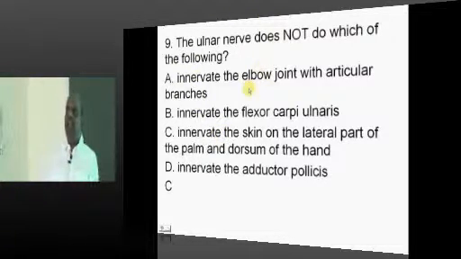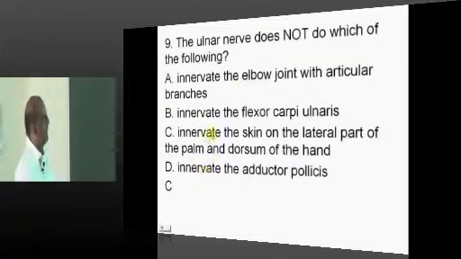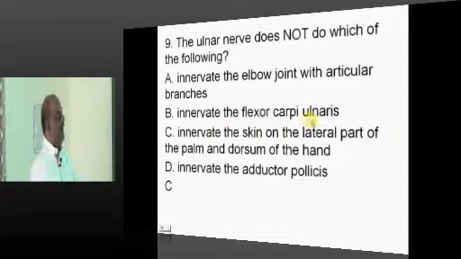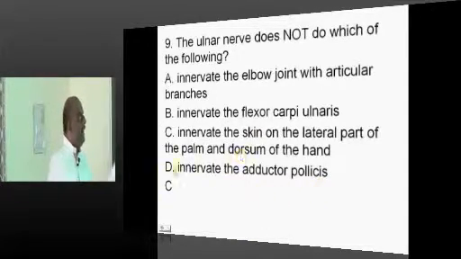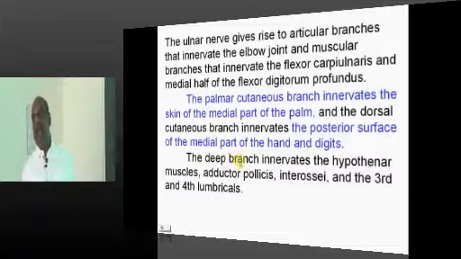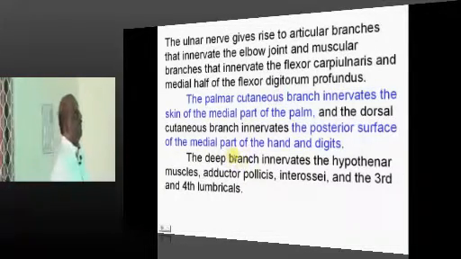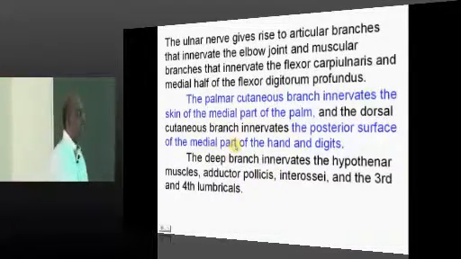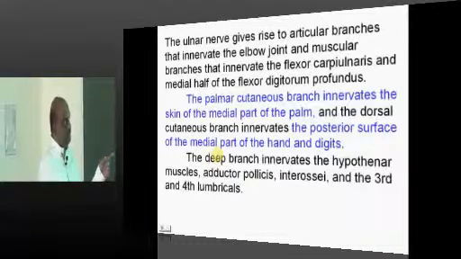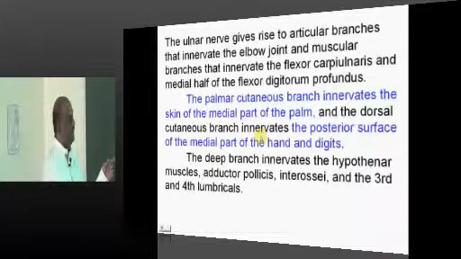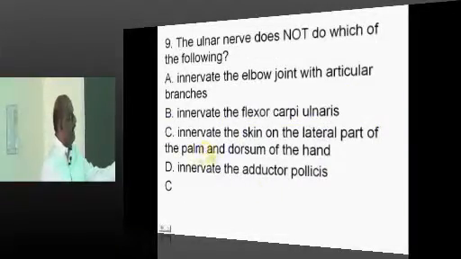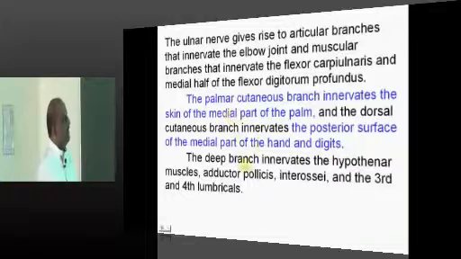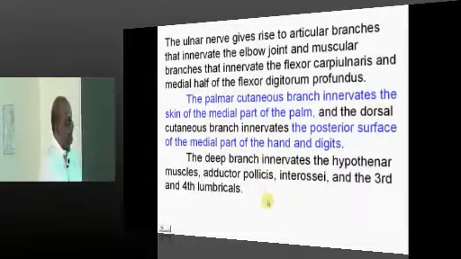Now, how does the ulnar nerve basically innervate? It innervates the flexor carpi ulnaris, it innervates the elbow, it innervates adductor pollicis. But if you look at the lateral part of the palm and the dorsum of the hand, what is their main innervation? They are not innervated basically by the ulnar nerve is what you have to basically remember.